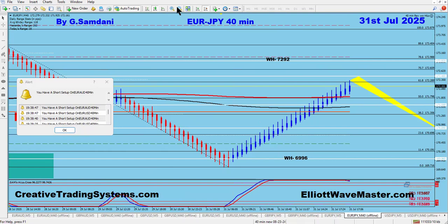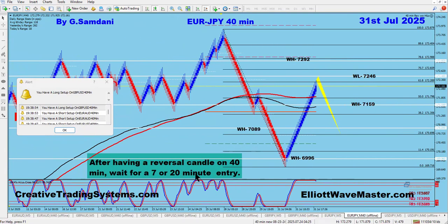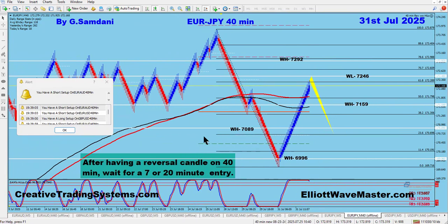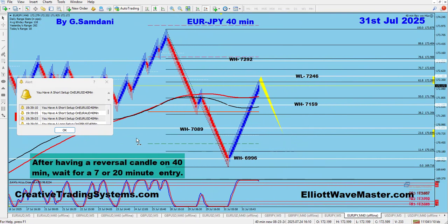We're supposed to wait for what? For a 7 or 20-minute entry, not long or short. But in this case it was long. In this case it is short. I just made this chart, so it says long entry. I changed this, where it was written short here, right? So I'm not going to write down short or long. You can understand by looking at my mark, so only in that direction.